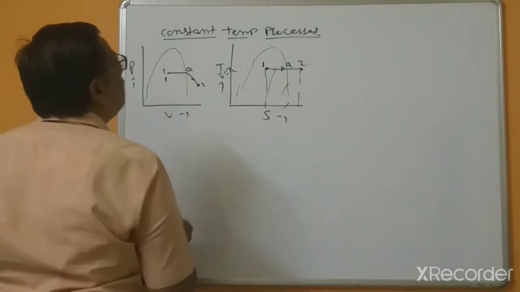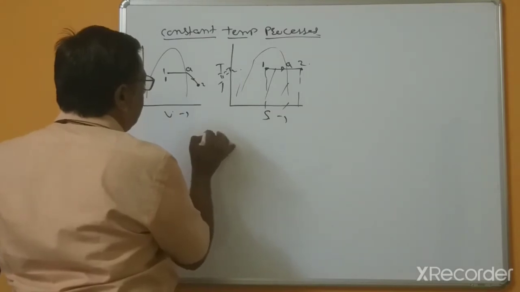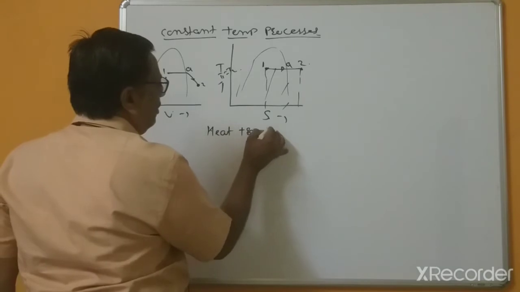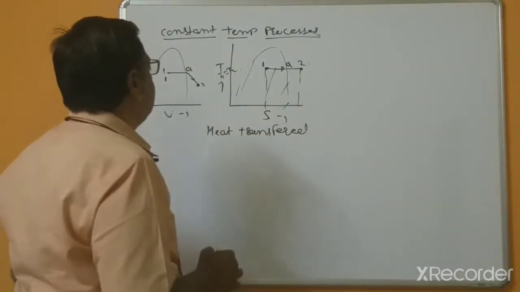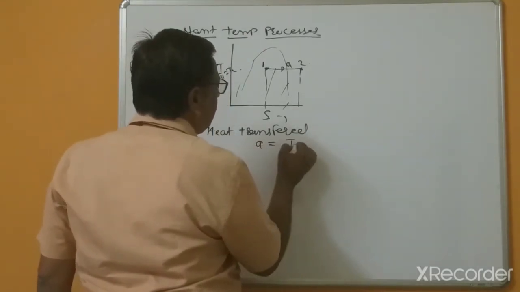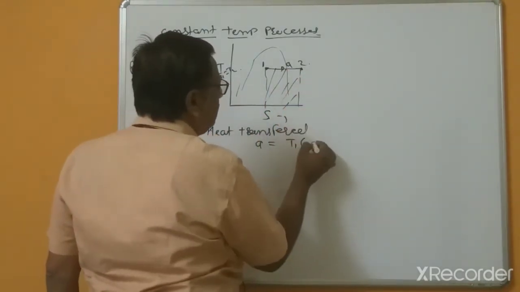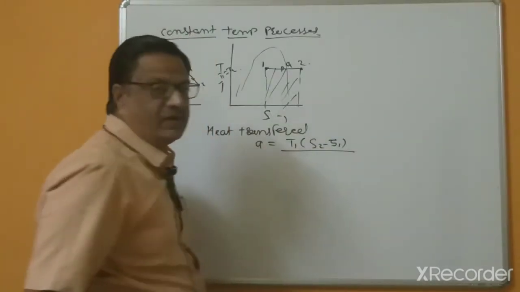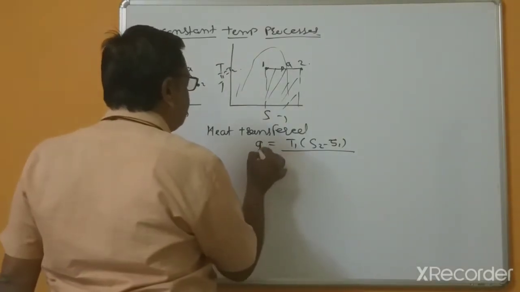So first, in the constant temperature process, we can first find out the heat transfer. Instead of the work done, first calculate the heat transferred. So Q is equal to T1 times the entropy increase, that is S2 minus S1. By using this formula, you can calculate heat transfer.